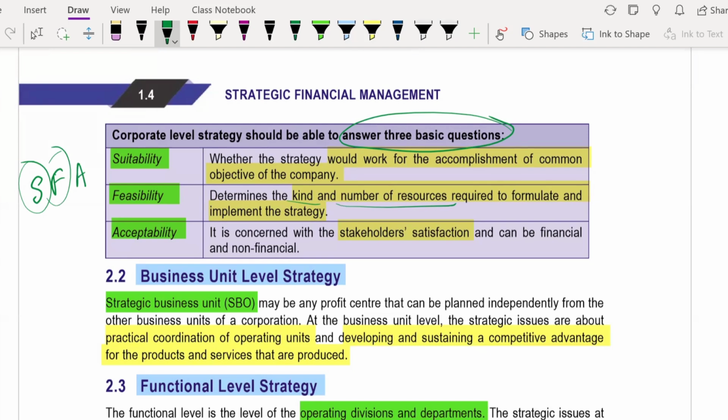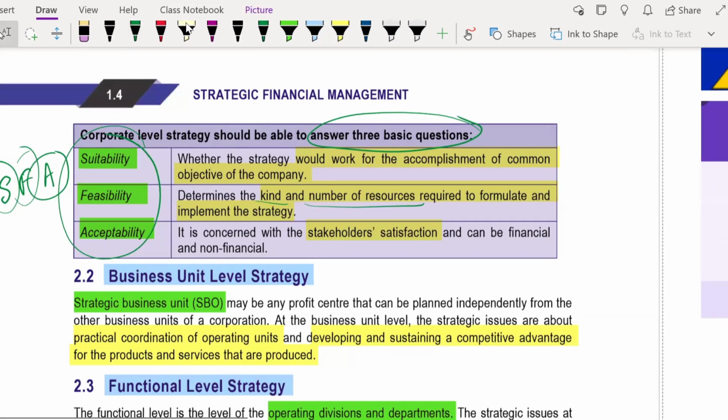Correct. So you should see whether you have the kind and number of resources that will be helpful in implementing the strategy. Finally, it is acceptability, whether stakeholders are satisfied with this decision or not. So these are the 3 things you must be able to answer. And if the outcomes of these 3 questions are positive, then that corporate level strategy is a good strategy which you have taken.